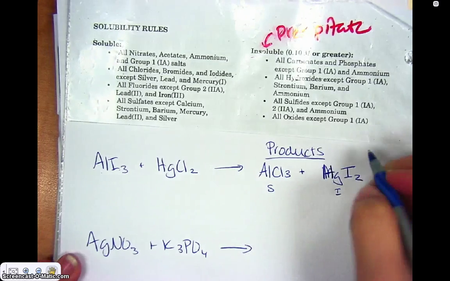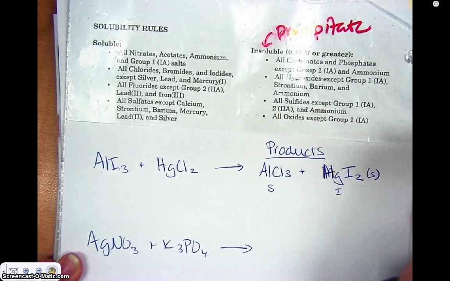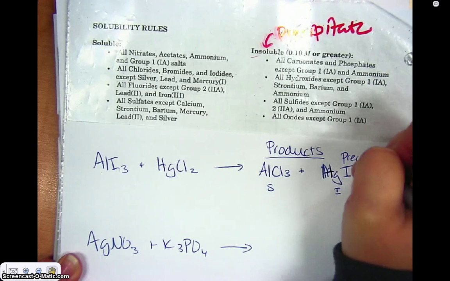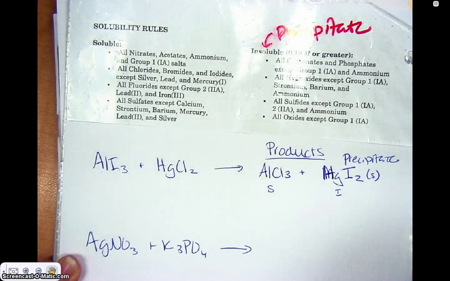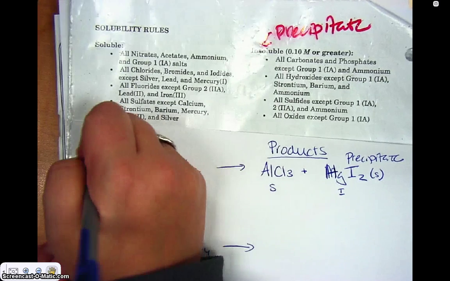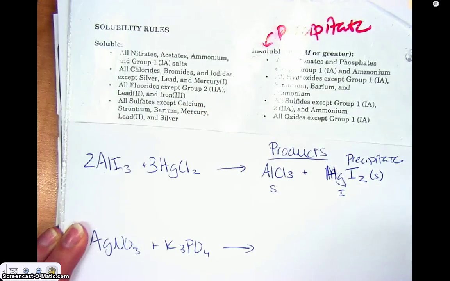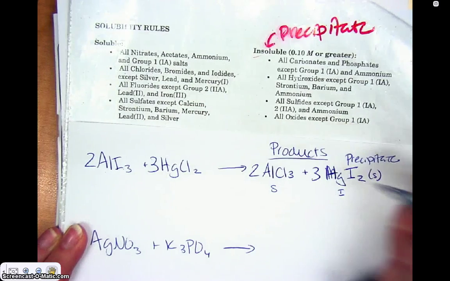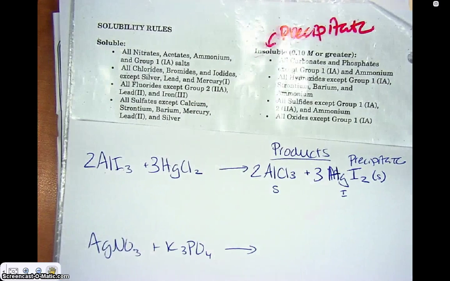So we put an S, and this right here is actually our solid precipitate. Once we have found a precipitate, we can say, yes, the reaction happens. When I put these two things together, I form a precipitate and I see evidence of a chemical reaction, and then I can just go back and balance. So it's 2, 3, 2, 3. All right, let's try another one.